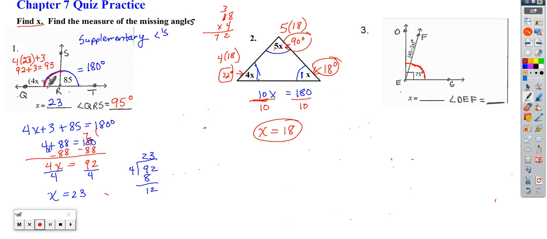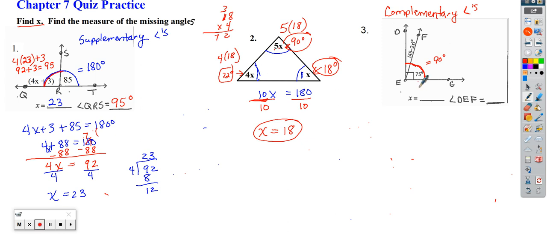Over here, we said half a circle was 180. Well, this is a fourth of a circle. 75 degrees plus whatever this angle is going to equal 90 degrees. These are called complementary angles. And we know that complementary angles always add to 90 degrees.